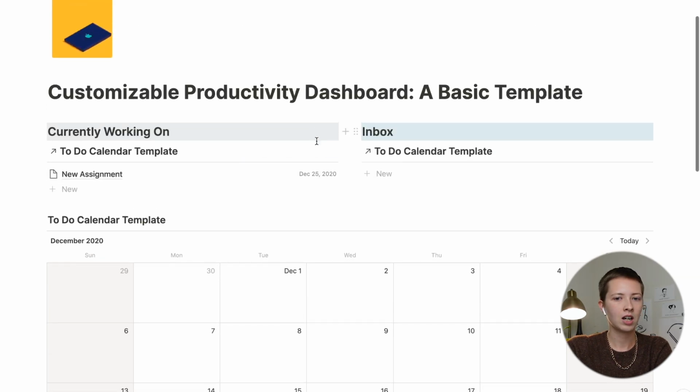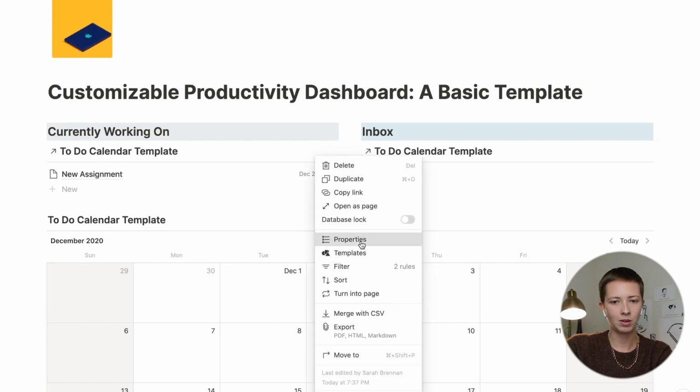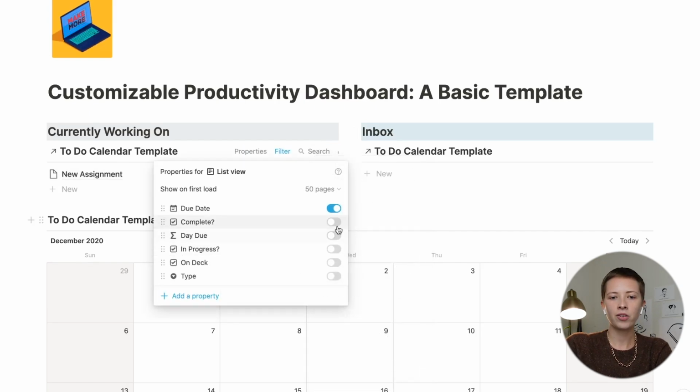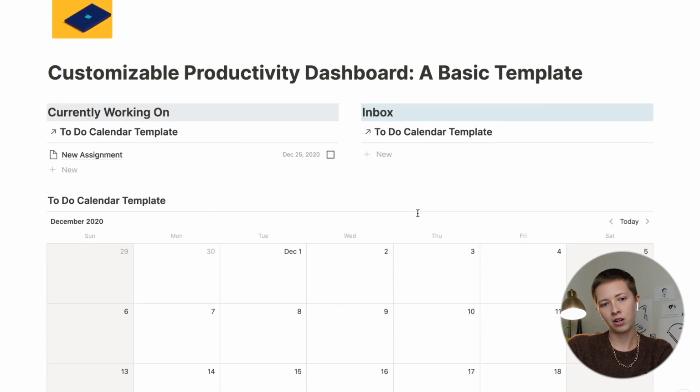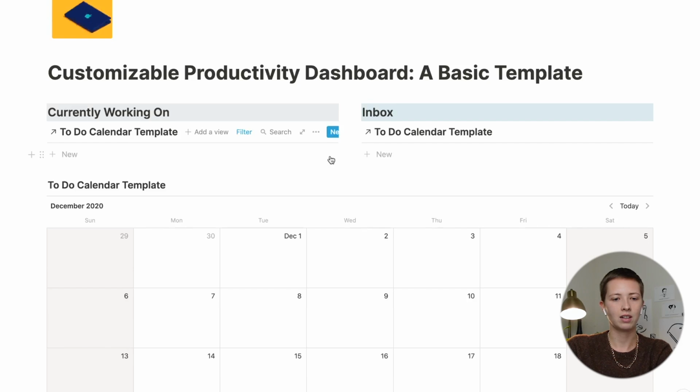Now up here, the properties we're seeing are the due date, December, fine, we can keep that there. But I also want to show the complete checkbox so that as I'm working on this new assignment, when I'm done, I can just simply check it done.